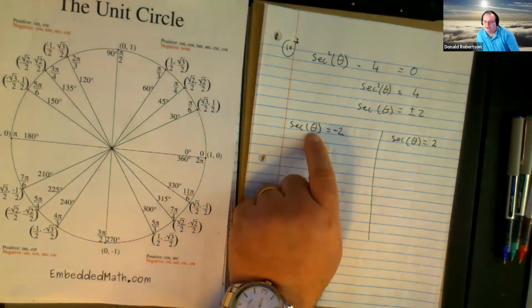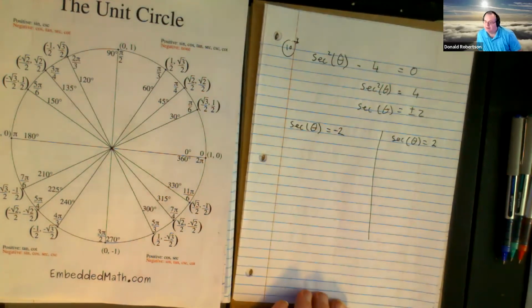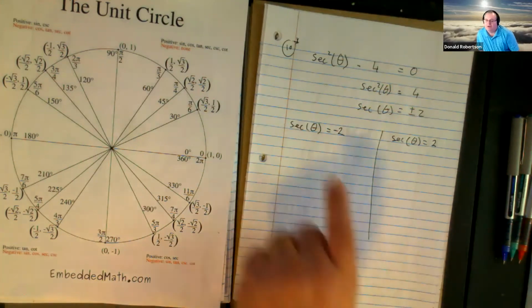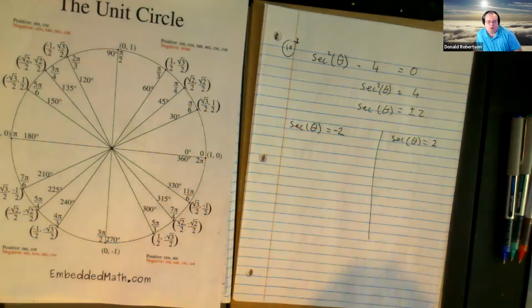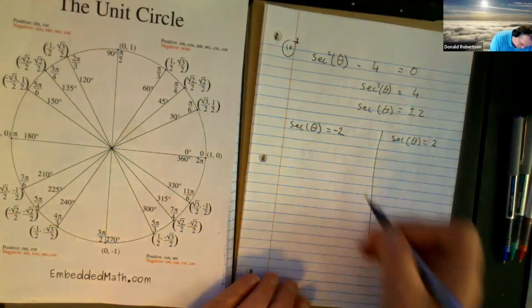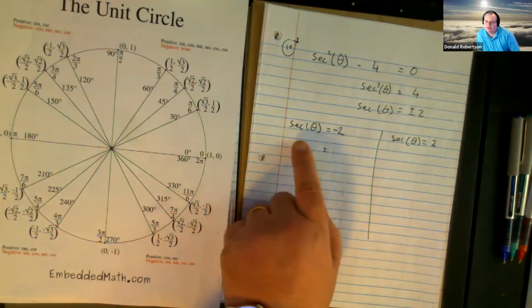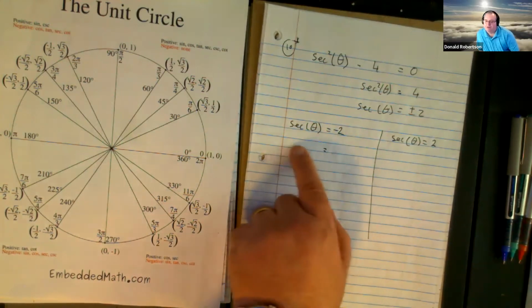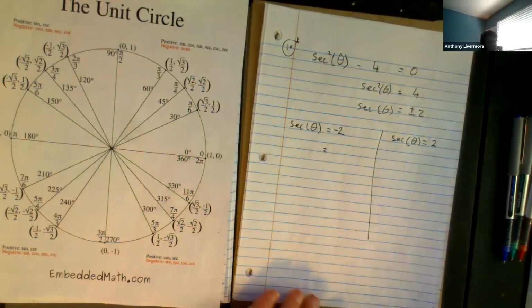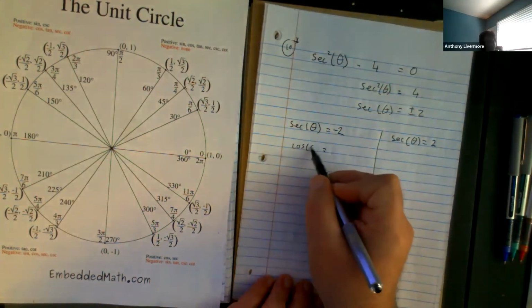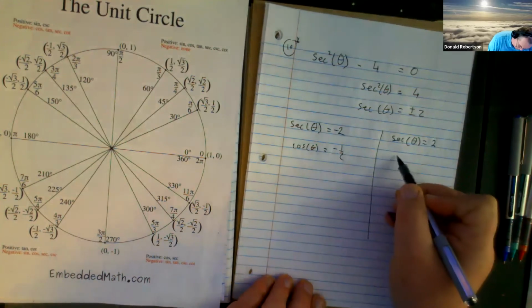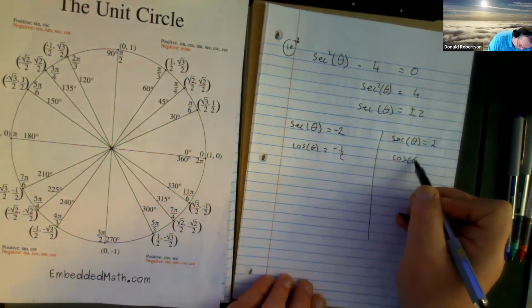I don't want secants equal to anything, agreed? I want sines, cosines, or tangents equal to something. So how could I rewrite that using one of our 3 main trigs, either the sine, a cosine, or a tangent? If the secant theta is this, what's my next line going to look like? Wouldn't the cosine equal -1/2? Agreed. And this one, the cosine theta equals 1/2.